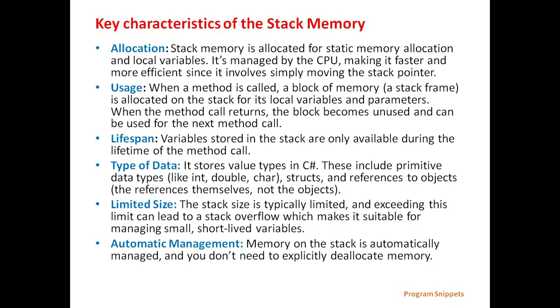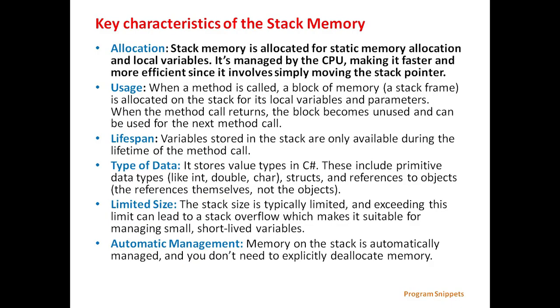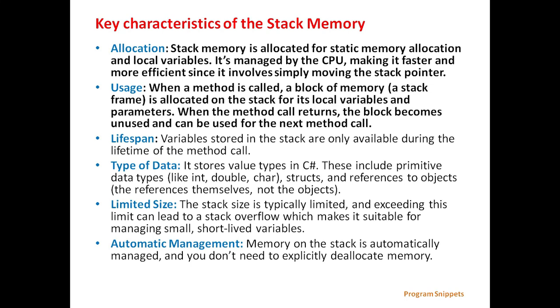Key characteristics of the stack memory are: Allocation. Stack memory is allocated for static memory allocation and local variables. It is managed by the CPU, which makes it faster and more efficient since it involves simply moving the stack pointer. Usage. When a method is called, a block of memory is allocated on the stack for its local variables and parameters. When the method call returns, the block becomes unused and can be used for the next method call.